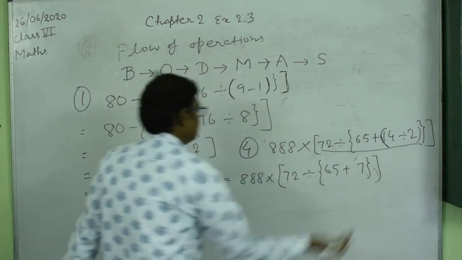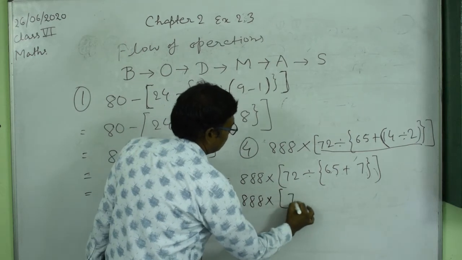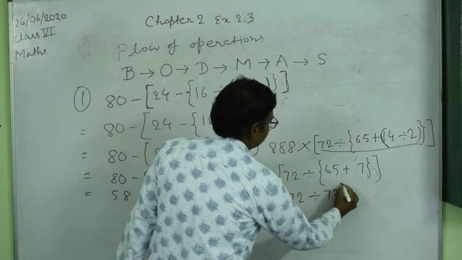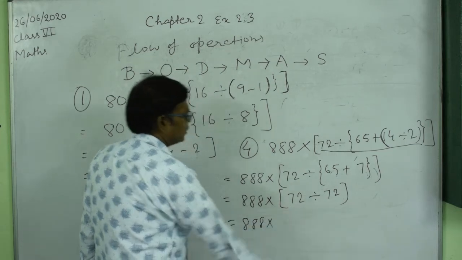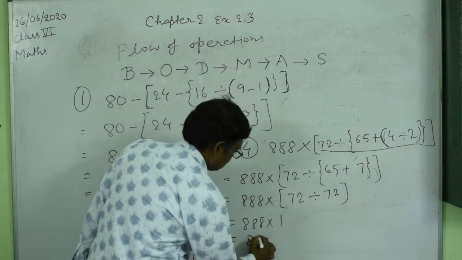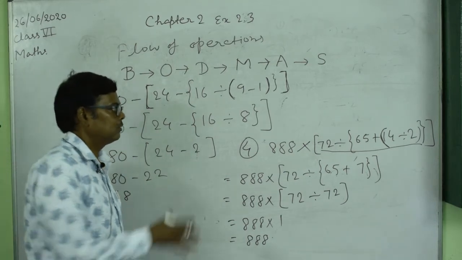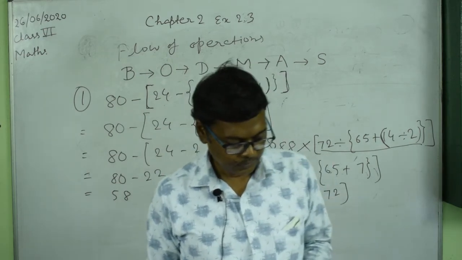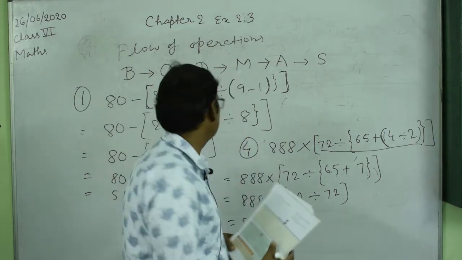So first solve this, it is addition, so we will add 65 and 7, and it will be 72 here. Then next, 888 into, now 72 divided by 72 is 1, so it is 1 here. So the answer is 888. In this way you can find the answer of these questions. So question number 4 is done. Then I will do question number 7. Let us see how to do 7.